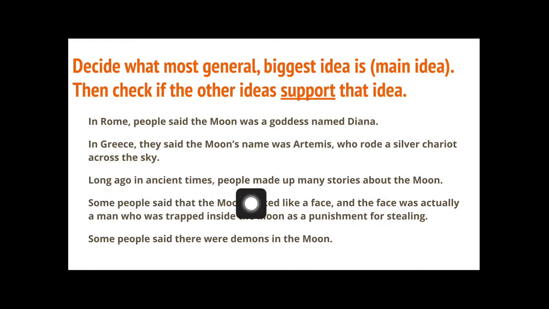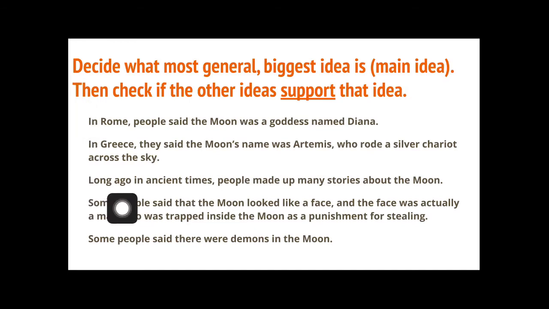Long ago in ancient times, people made up many stories about the moon. Okay, but that doesn't give me more information about the moon being a goddess named Diana. So I'm thinking this is not a big enough idea. Have you spotted my mistake? Have you found the big idea of the whole text?